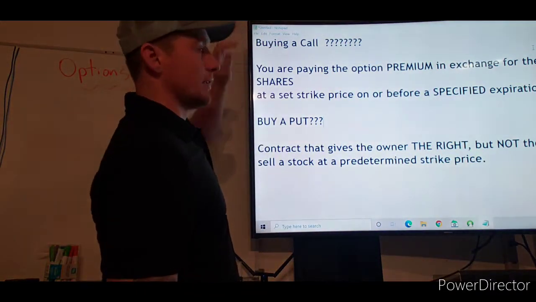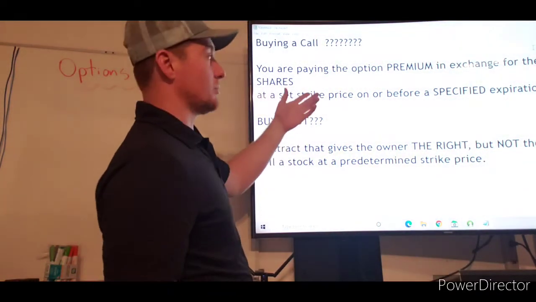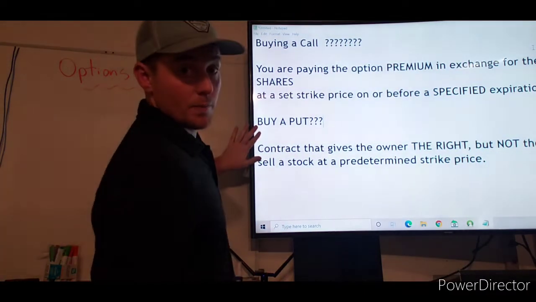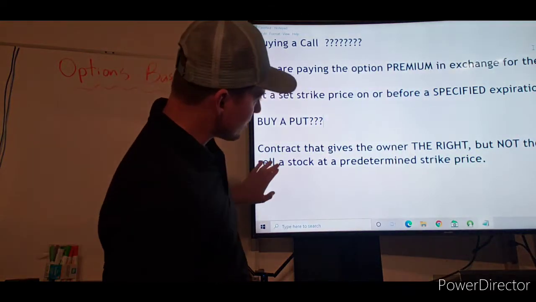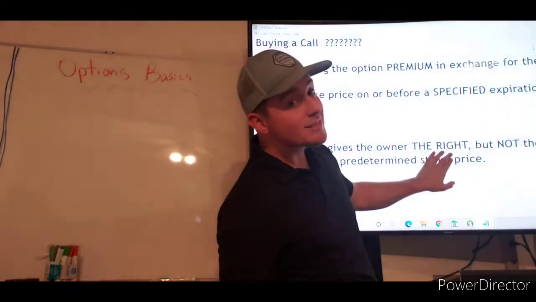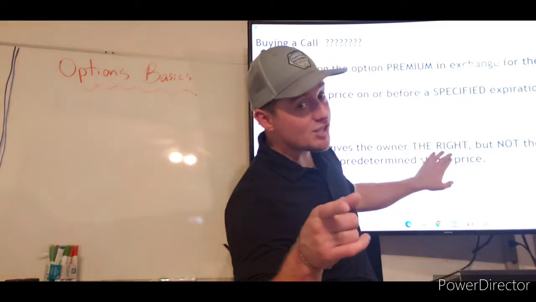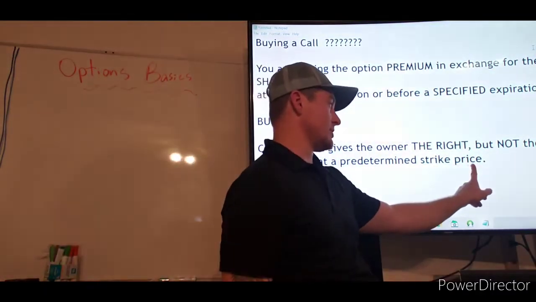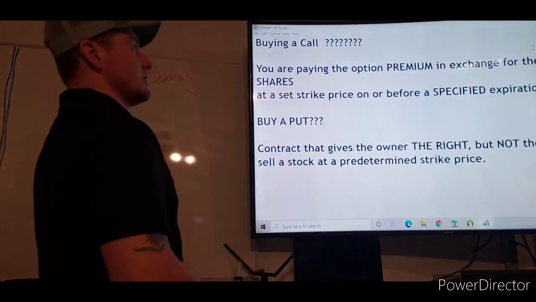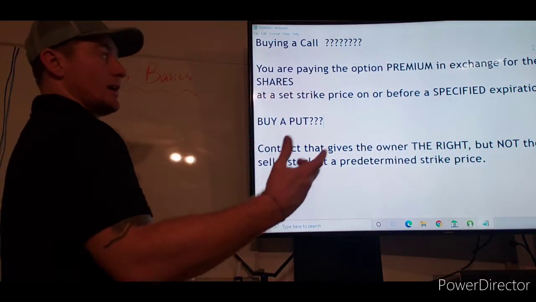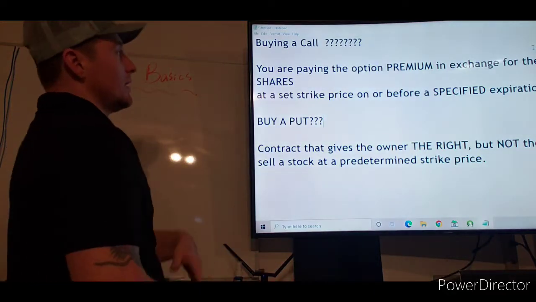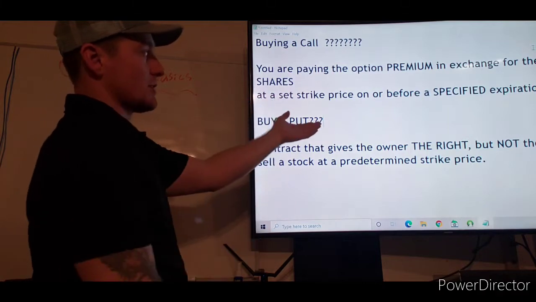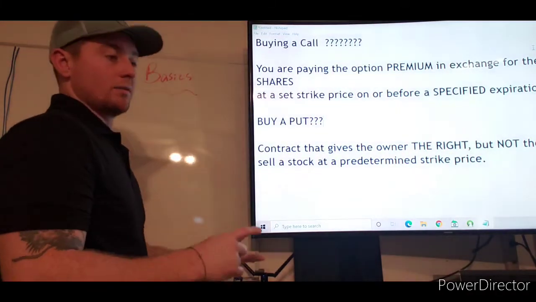So, call. Now, the basic library definition, you can see that on the computer minus the last little bit here. But what we will say is, now, buying a put is a contract that gives the owner the right, but not the obligation, to sell a stock at a predetermined strike price. So that means if you're buying a call, that gives you the right to buy the shares at the set strike price on or before a specified date.